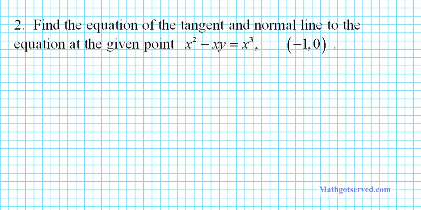All right, let's take a look at question 2. In this problem, we're going to be applying implicit differentiation in finding the slope, the equation of a tangent line and also the normal line to a curve.